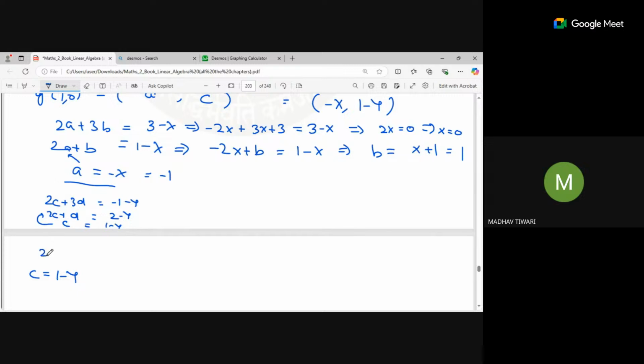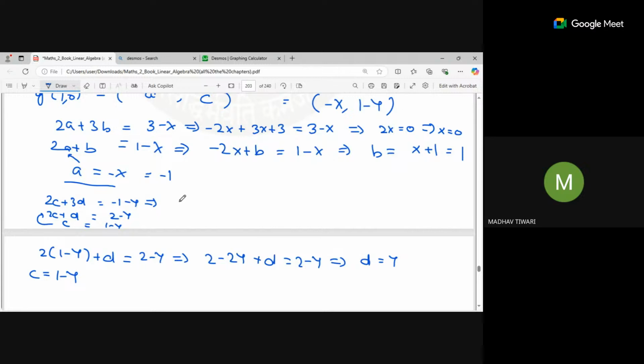So what will I get? Twice of 1 minus y plus d is equal to 2 minus y. I can rewrite this equation as 2 minus 2y plus d is equal to 2 minus y. Okay, I can rewrite this equation as y is equal to d, or in an easier way, d is equal to y.